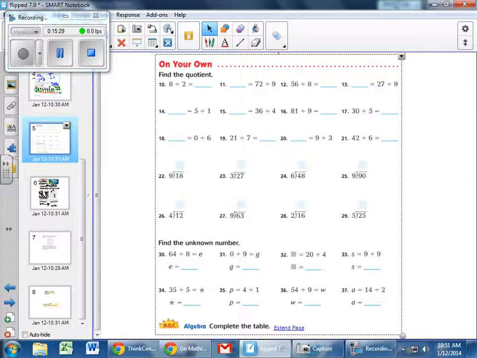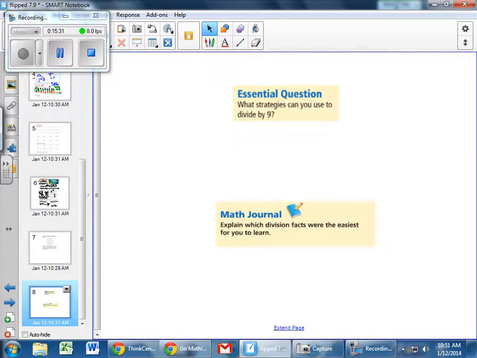Then I want you to look at the essential question. The essential question was, what strategies can you use to divide by 9? We used the acted out. We used the factors. We used related facts. Okay, those were all today. So put those into words and show me examples of them.